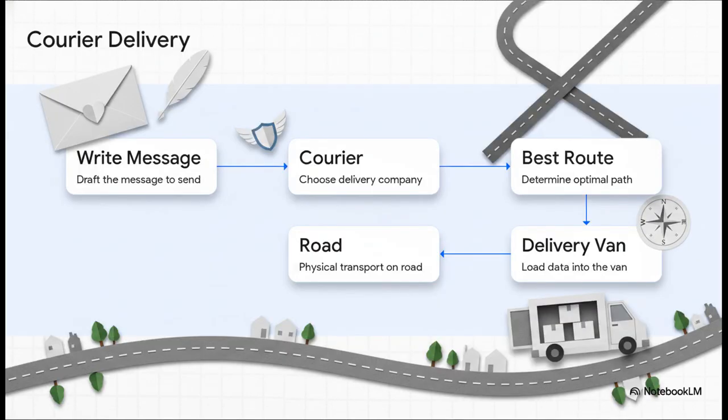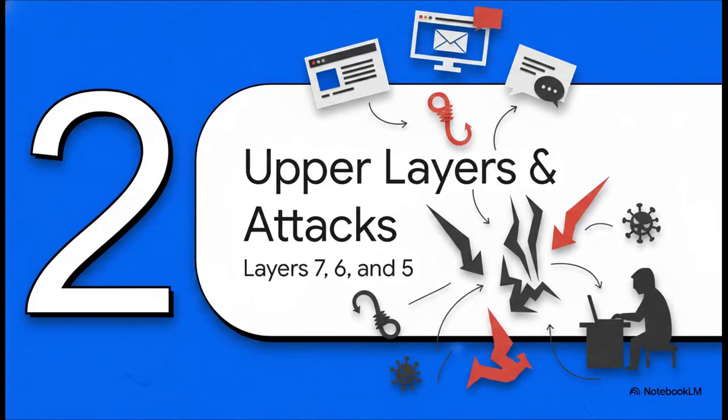What's really cool here is that this complex tech framework perfectly mirrors a regular physical courier service. I mean, think about sending a package. You write a message, pick a courier, the best route is mapped out, it's loaded into a delivery van, and finally it hits the road. The OSI model slices up digital communication using that exact same logic. It's brilliant. All right, moving on to part 2, the upper layers and attacks.